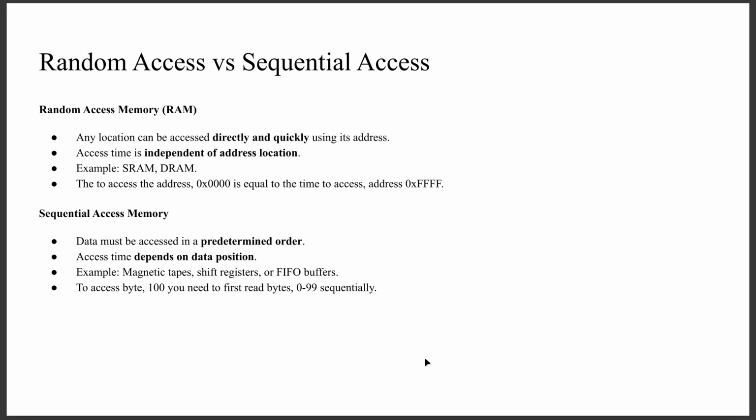Random access versus sequential access. Random access memory: any location can be accessed directly and quickly using its address. Access time is independent of address location. The time to access address 0 is equal to the time to access address FFFF. Sequential access memory: data must be accessed in a predetermined order. Access time depends on data position. Examples: magnetic tapes, shift registers, or FIFO buffers. To access byte 100, you need to first read bytes 0 to 99 sequentially.